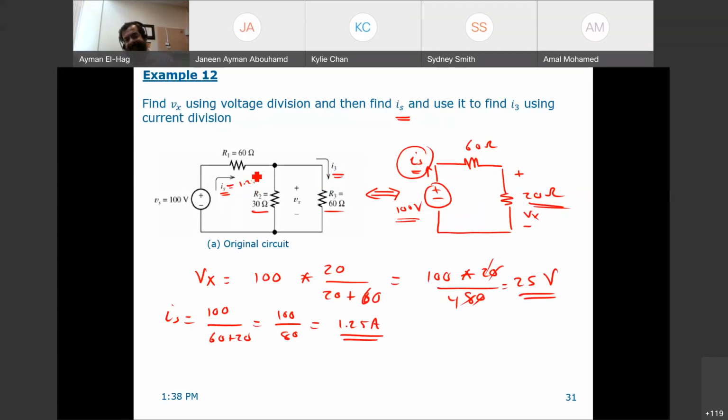So I have a current here entering these two branches in parallel. So now current division can be applied. And your I3 is equal to the main current, which is the 1.25, times the other resistance, which is the 30, divided by the summation of the two, 30 plus 60, and this is equal to 0.417 amp. So this is your I3.